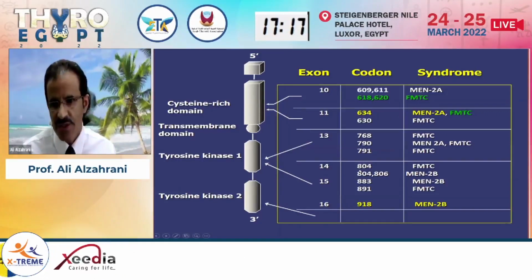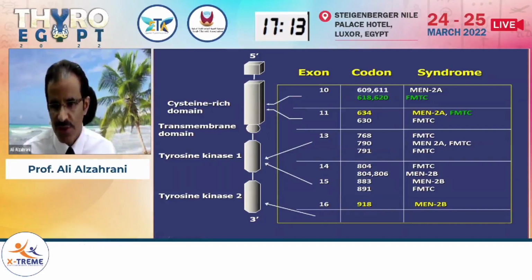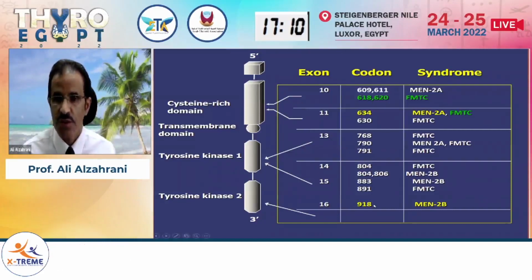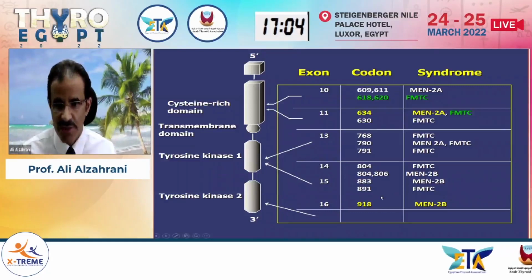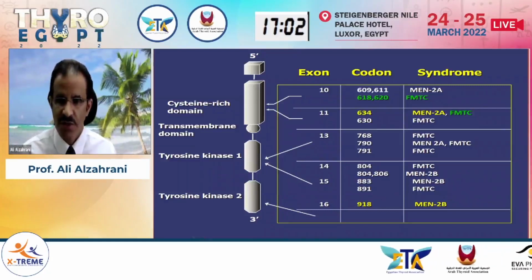Now, the reason I'm mentioning this because there's a strong genotype-phenotype correlation. So certain mutations are associated with very aggressive disease, and therefore should be managed differently. And we'll see this in the management.